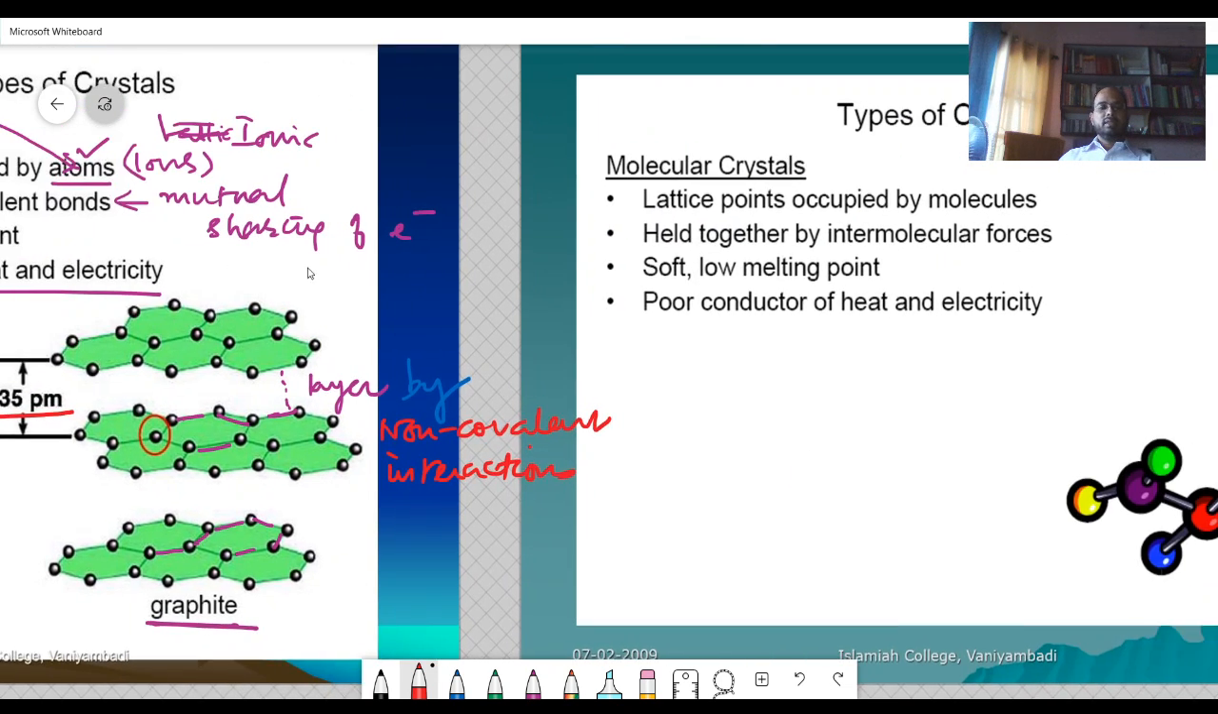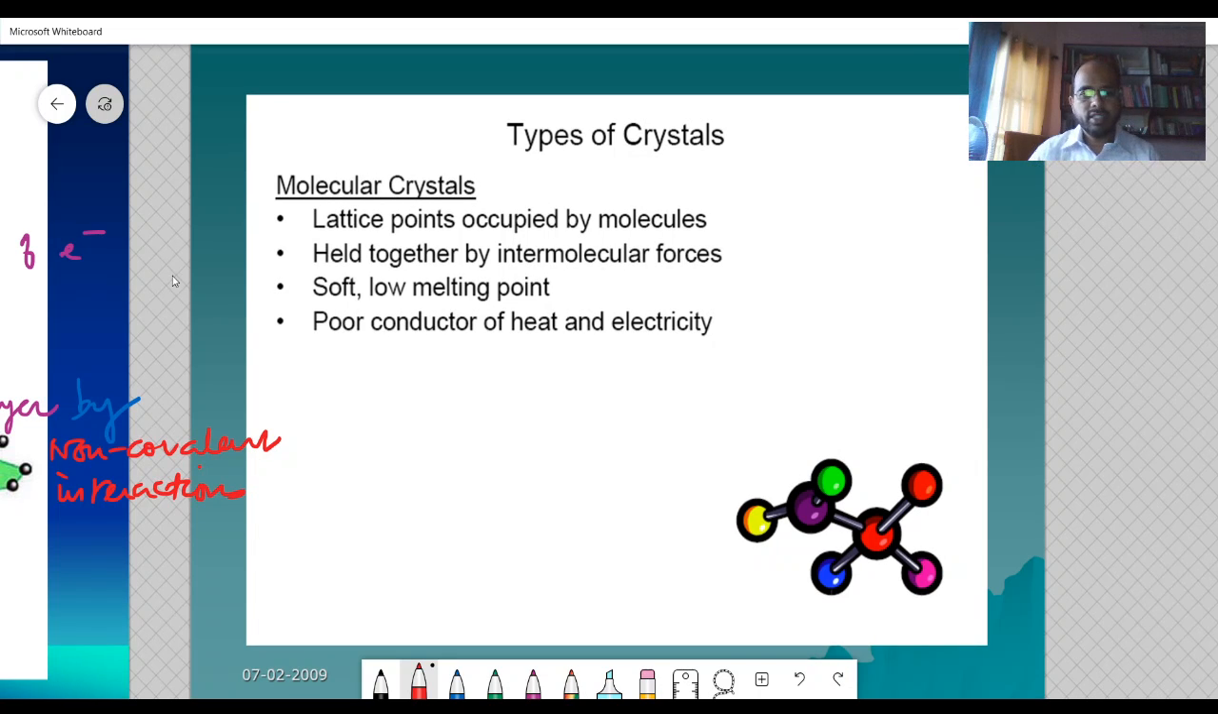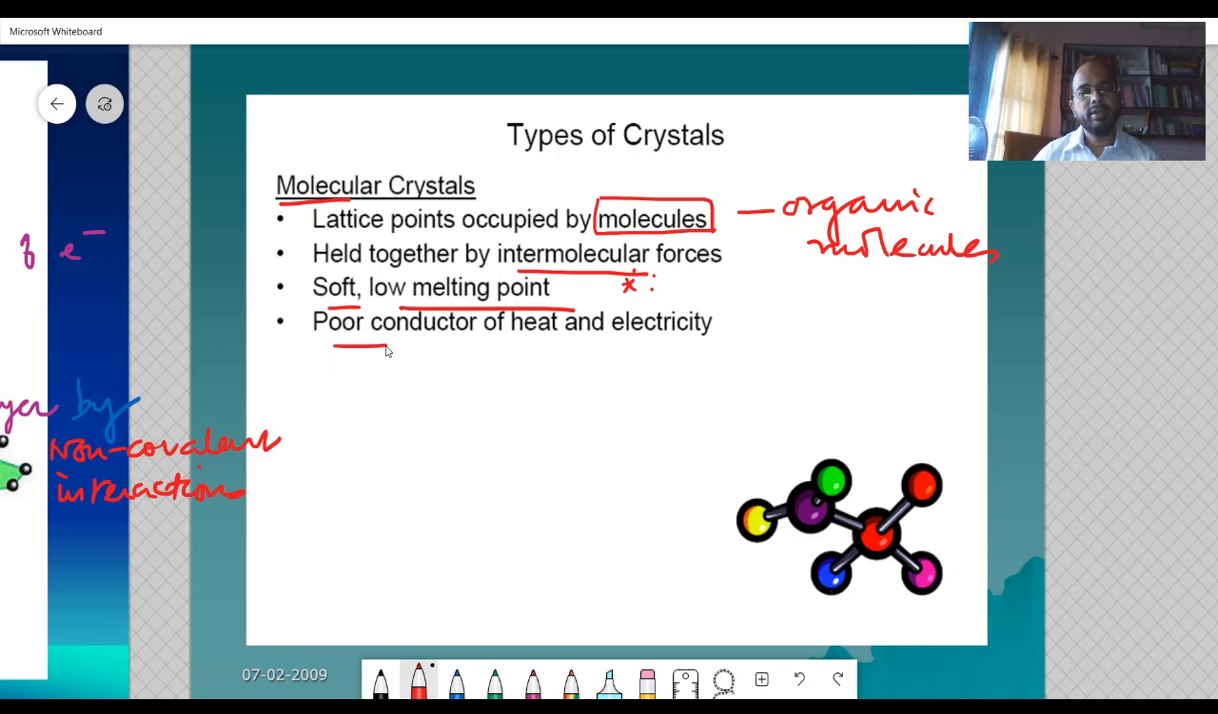After the ionic crystals and covalent crystals, you have a third type of crystals, which is the molecular crystal, where you have molecules and lattice points are occupied by molecules. Usually, organic molecules occupy this slot, and they are held together by intermolecular forces. This is a very essential point there. They are very soft, low melting point, and poor conductors of heat and electricity.